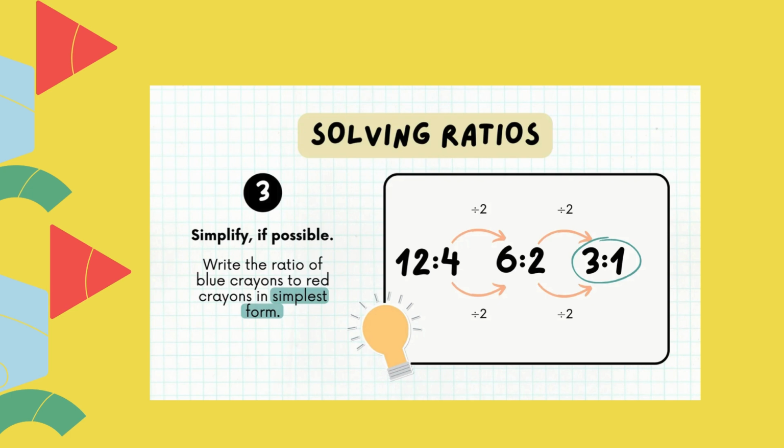I could have also just done 4 goes into both 12 and 4. I could have said 12 divided by 4 would give me 3, and 4 divided by 4 would give me 1. And I still get my 3 to 1 ratio.